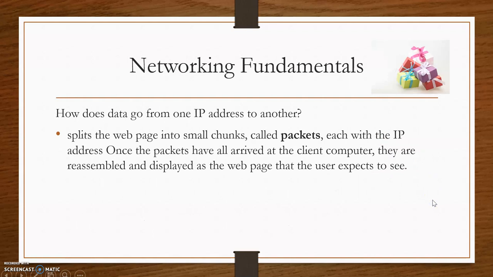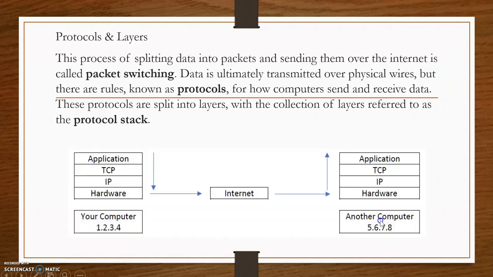So how does data go from one IP address to the next? It actually splits the web page into small chunks, and we call those small chunks packets, each with the IP address. Once the packets have all arrived at the client's computer, they're reassembled and displayed as the web page that the user expects to see. There's an example of some protocols and layers, and typically when we split this data into packets and send them over the internet, it's called packet switching.